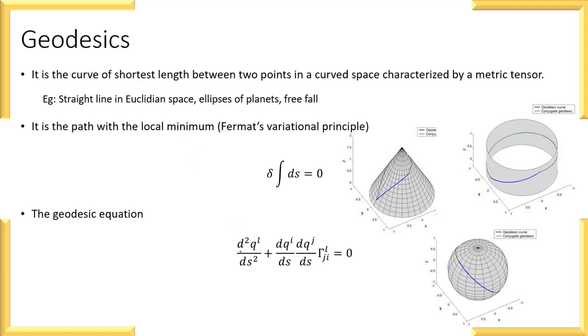See, this is a second order differential equation. It must be familiar, right? This is an equation of motion. Here we have some terms of acceleration, some terms of velocities. So this geodesic equation actually gives us an idea about how particles move in a space.